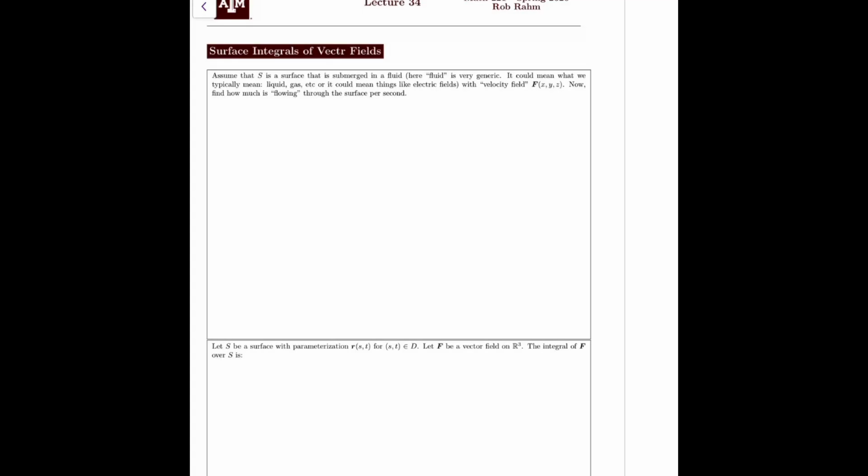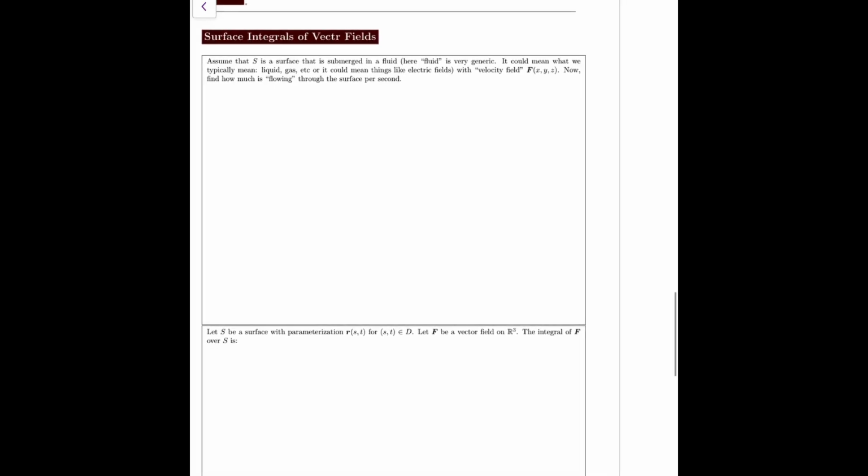All right, so now we're going to look at surface integrals of vector fields. This is different than surface integrals of scalar fields, though they're related. Okay, so the motivating example is this. Assume S is a surface that is submerged in a fluid.